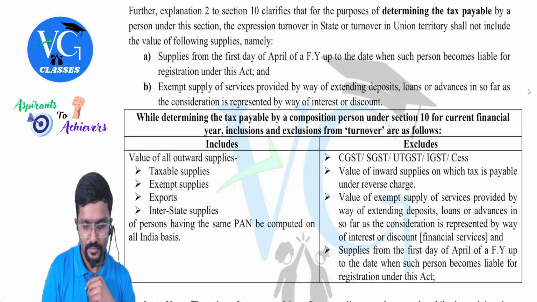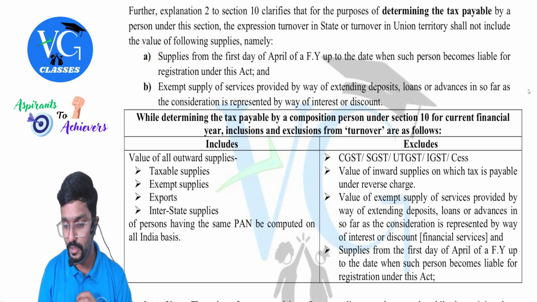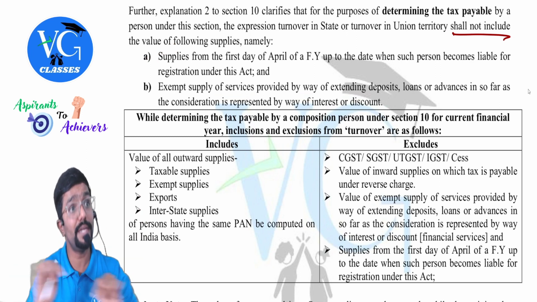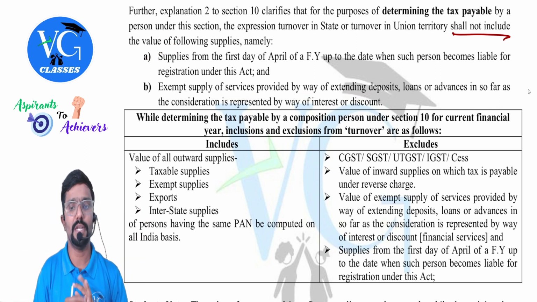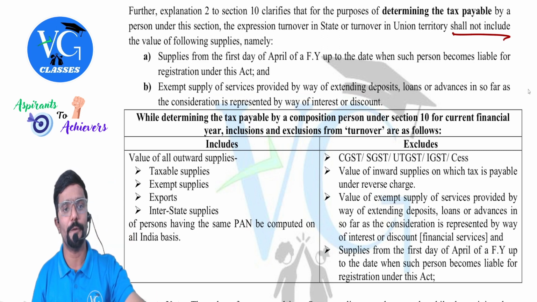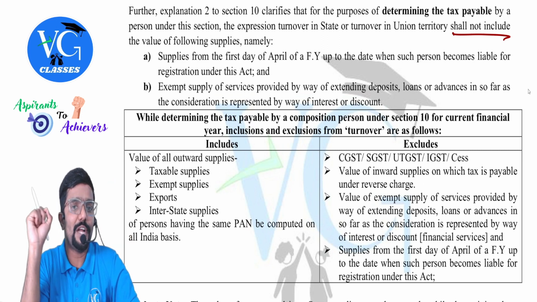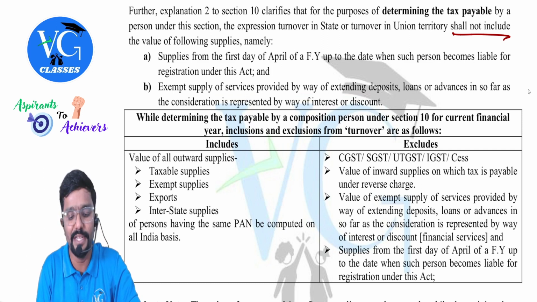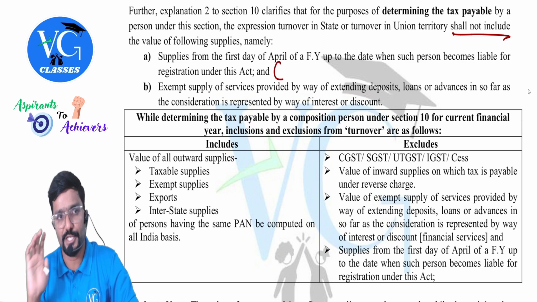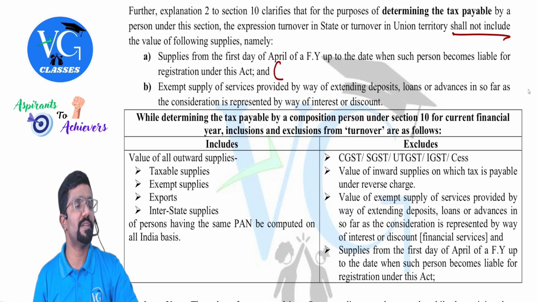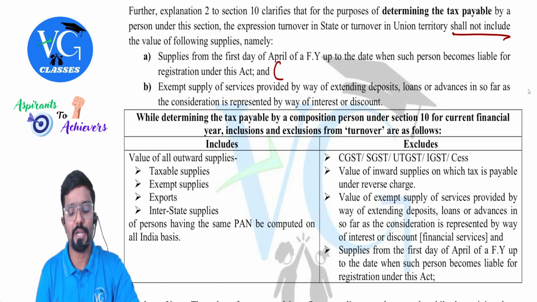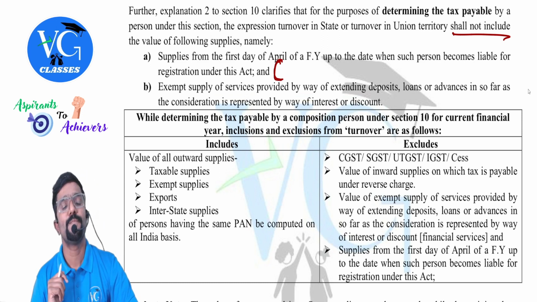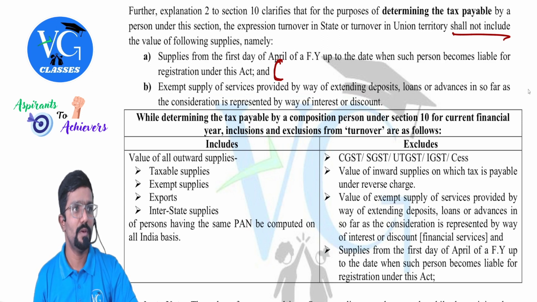What should we exclude? Please underline this: it shall not include. You may think of it vice versa also. Anyway, I have given the table below, but still, it should not include. Turnover should not include supplies from the first day of April of the financial year up to the date when such person becomes liable for registration under this Act. If you want, just write there: threshold limit for registration. Lavanya, can you write? Threshold limit for registration. Okay.